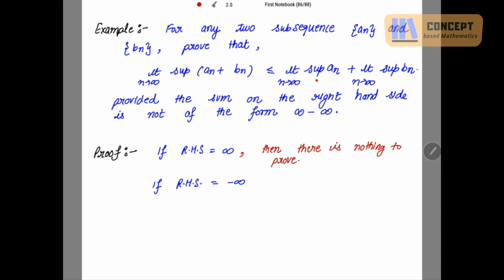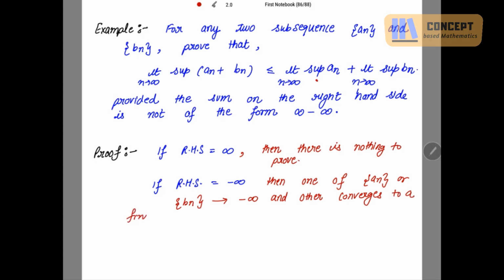What can happen? If RHS is minus infinity, then one of either an or bn converges to minus infinity and the other converges to a finite limit. Or both may converge to minus infinity.